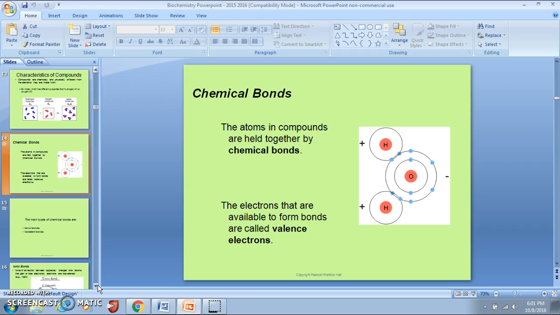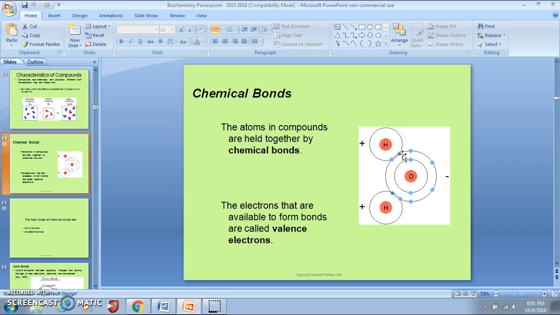Now, within a compound, the atoms have to be held together by something so they don't break apart. We say that those atoms are held together by something called a chemical bond. Chemical bonds are created between electrons of 2 different atoms. So here we're showing oxygen bonding to hydrogen, and you can see that the bond or the connection between the 2 of them involves these little blue dots, which are electrons.